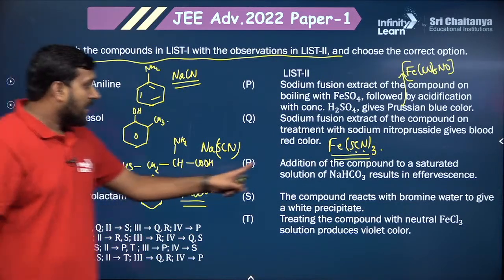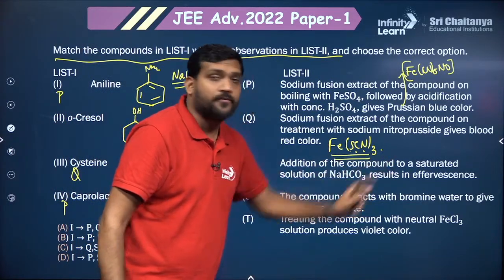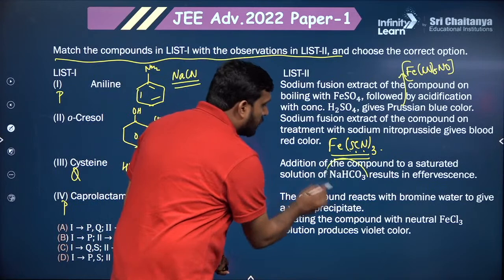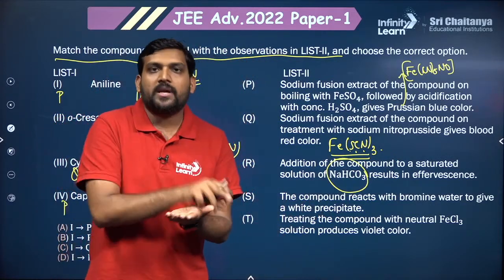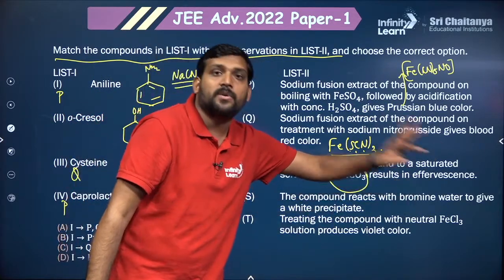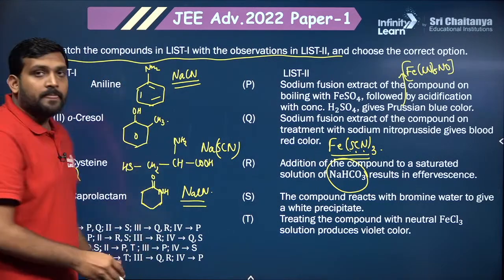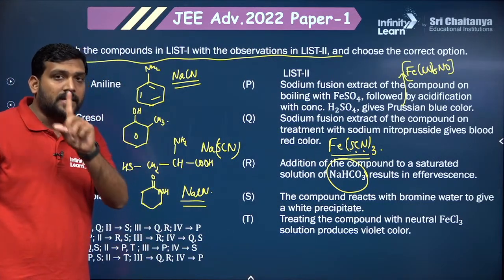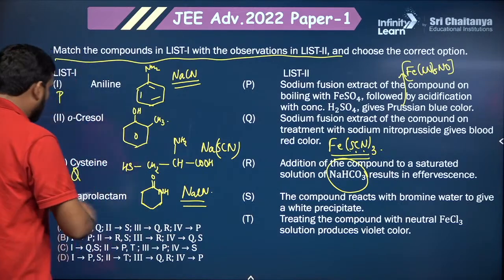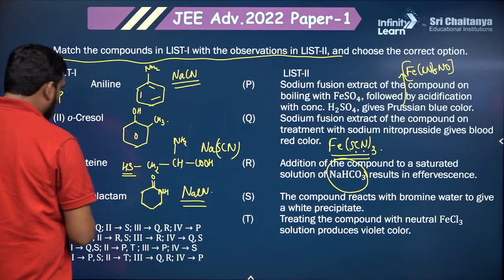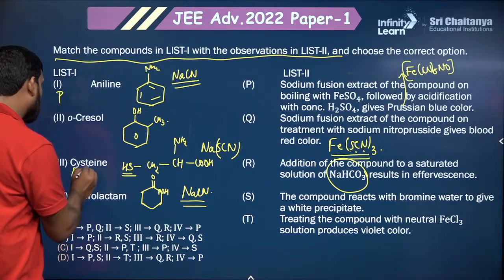Now R, addition of the compound to the saturated solution of NaHCO3 results in the effervescence. So with NaHCO3, either the acid should be more acidic than orthonitrophenol, or it should be carboxylic acid to give the effervescence, that is because of the release of CO2. So what will happen here? In none of the options there is any acid which is more acidic than orthonitrophenol, but there is a carboxylic acid, and that carboxylic acid is the cysteine. Okay, so it will match with this option also. So third matches with basically R also.